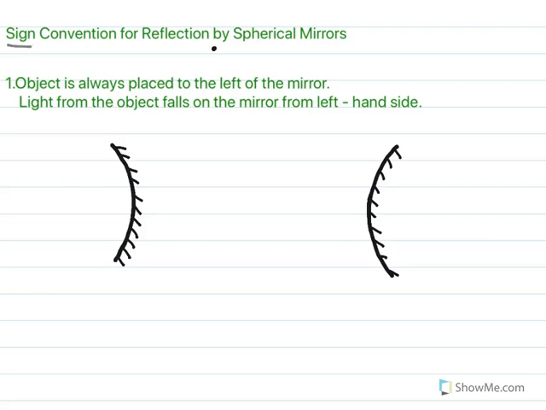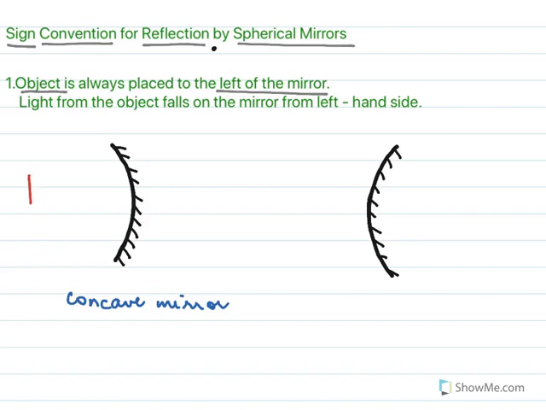Here we learn the sign convention for reflection of spherical mirrors. The first sign convention is that the object is always placed to the left of the mirror. Here we have a concave mirror, and in this concave mirror, the object is always kept to the left.